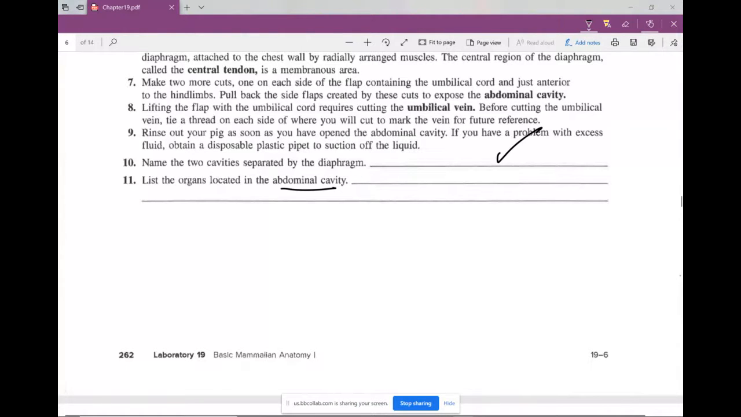List the organs located in the abdominal cavity, and I went through all of them, all the ones, except for, I forgot to discuss the kidneys. Well, I didn't forget. I'm leaving the kidneys for 2 days from now. Okay, so you have the kidneys plus all these other organs that I discussed today, and dot, dot, dot. You guys fill it in.